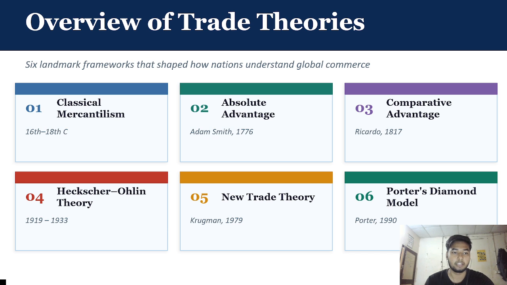First, classical mercantilism. Second, absolute advantage. Third, comparative advantage. Fourth, Heckscher-Ohlin theory. Fifth, new trade theory. And sixth, Porter's diamond model.